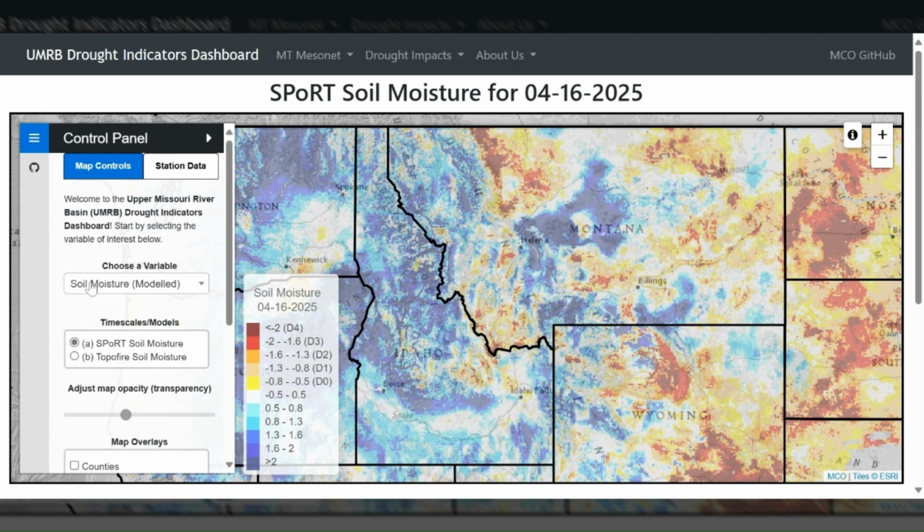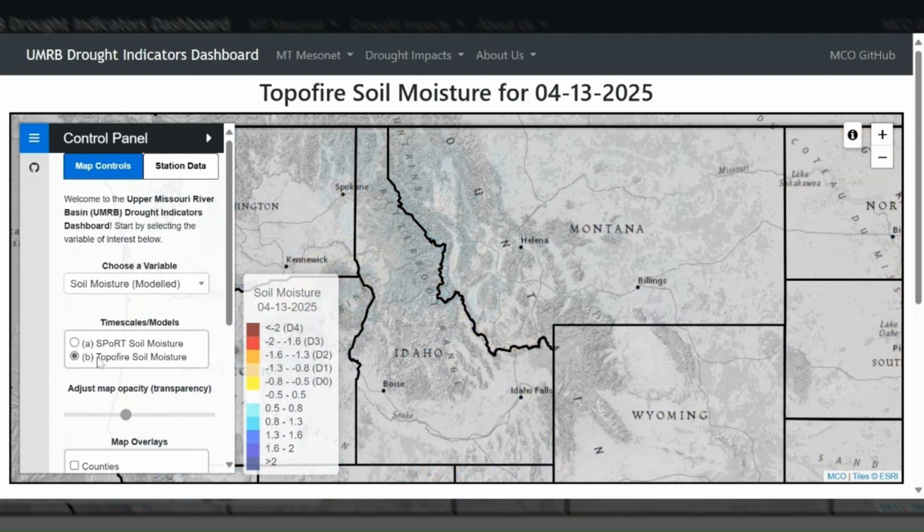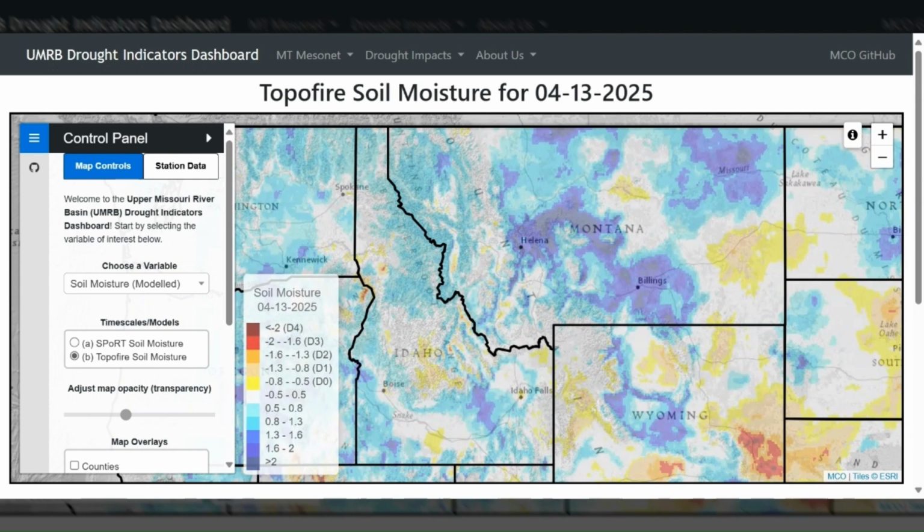First, we'll discuss the soil moisture variables. These are critical for monitoring drought conditions and understanding vegetation and crop health. You can choose from two different models. First, we have SPORT LIS, which is NASA's 3-kilometer resolution depiction of soil moisture in near real time, incorporating many data models. You can also display TopoFire, which assesses the terrain-driven variations in soil moisture based on a higher 250-meter resolution of daily total column soil moisture anomalies. For more detailed information, click the Info button on the right.